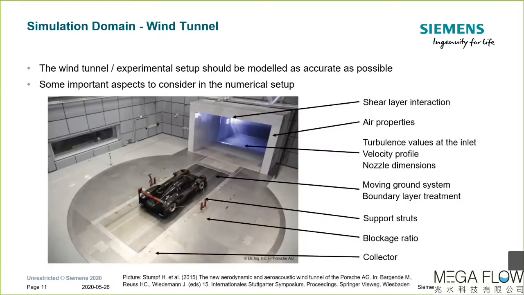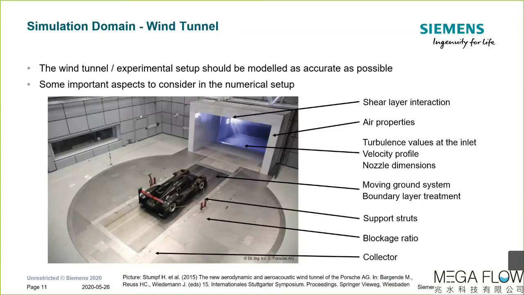And if that's your goal, it really makes sense to include the most important aspects from the experimental setup in your simulation. So when we look at a wind tunnel, you can see here that we have the nozzle, we have a belt system. Maybe it is single belt, like in the picture here for a sports car. Maybe it is 5 belt. We have boundary layer suction.